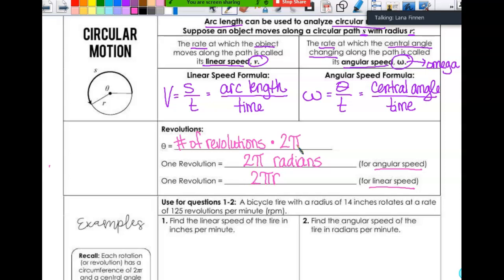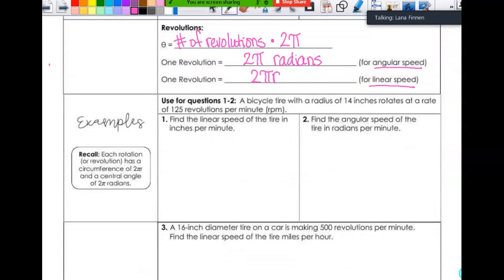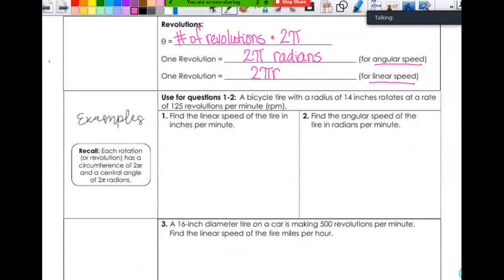Any questions at this point? All right, so we're going to start off super basic with these questions, and then we'll get into the more complicated ones. So a bicycle tire with a radius of 14 inches rotates at a rate of 125 revolutions per minute. We're going to find the linear speed of the tire in inches per minute.